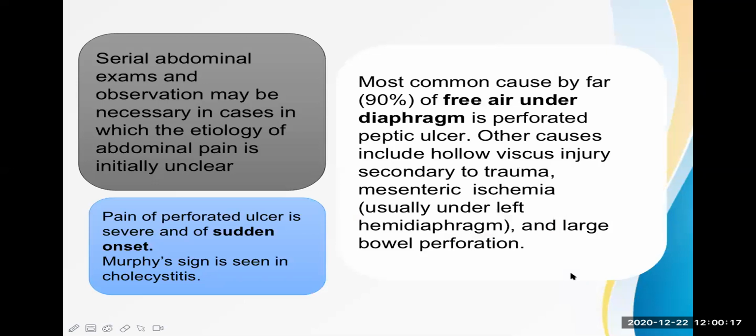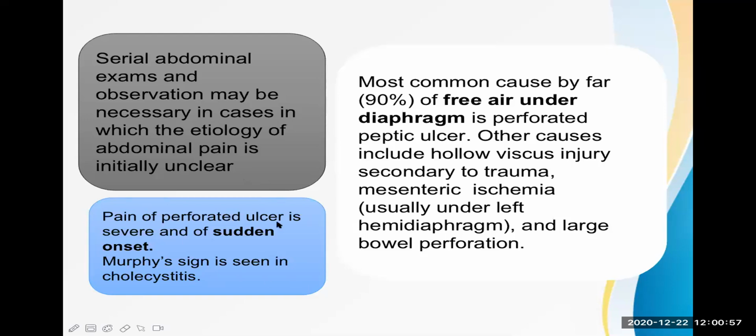Let's move on. Now some of the points which are important are highlighted here again. Please pay attention. This is a bit of clinical class for you. Serial abdominal exam and abdominal observation may be necessary in cases in which the etiology of abdominal pain is initially unclear. Sometimes there's some vague type of pain, and in the beginning we don't know the cause. So in this type of patient, we should observe for a longer time, and serial examination has to be done.